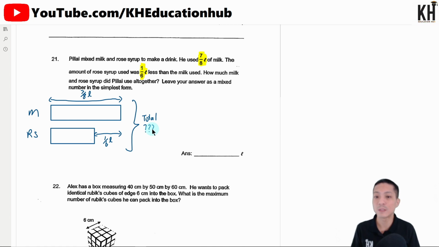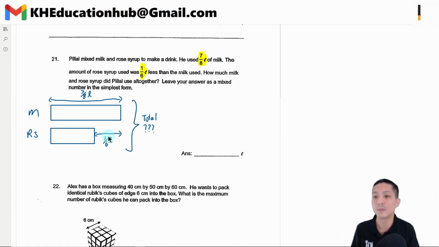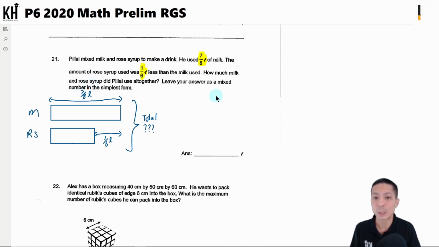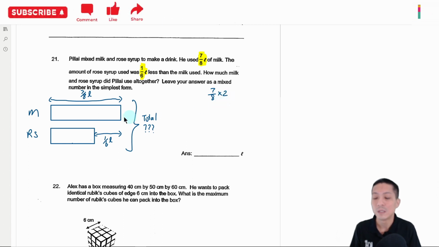Okay, so to find the total, there are 2 ways. Students I think are more familiar with using 7/8 minus 1/6. Find the rose syrup, and then after that use the rose syrup to add the milk. Okay, so I'm gonna try and do it in another way. What you can do is you can use 7/8 times 2. Times 2, that means I am making 2 equal bars.